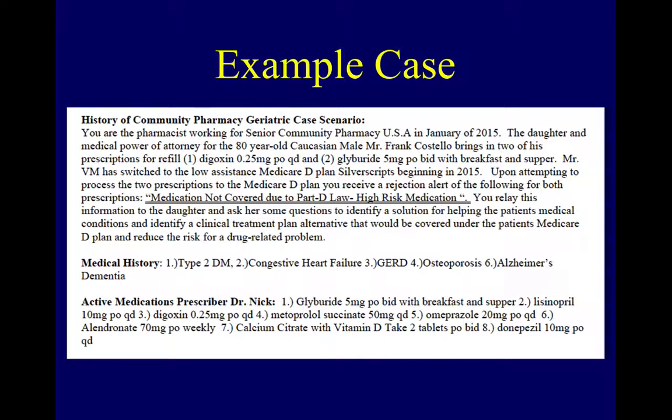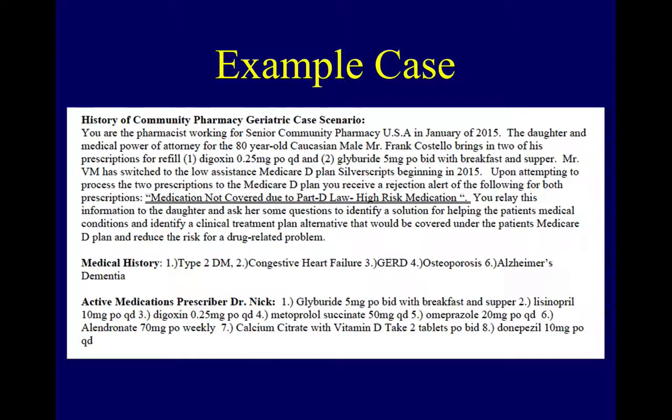So here's a case example. You're the pharmacist working for Senior Community Pharmacy USA in January of 2015. The daughter, who is the medical power of attorney for an 80-year-old Caucasian male, Frank Costello, brings in 2 of his prescriptions for a refill: digoxin 0.25 once a day and glyburide 5 milligrams twice a day with breakfast and supper. Mr. VM has switched to the low assistance Medicare D plan Silver Scripts beginning in 2015.